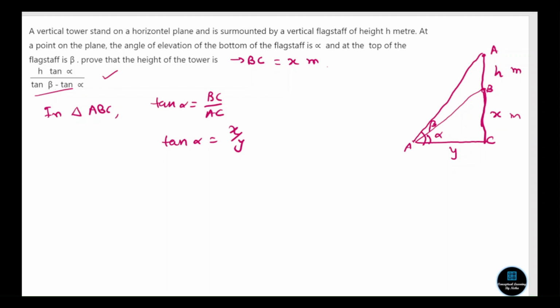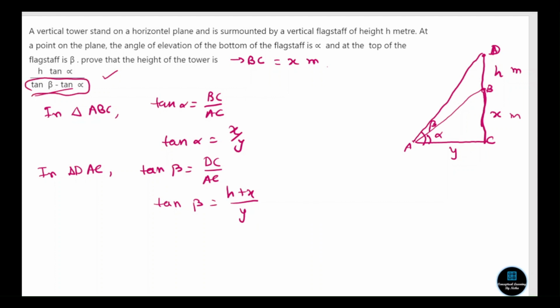Now one more triangle. In triangle A, sorry, I have taken A again. So I'll take this as D. So DAC, tan beta equals to DC to AC, right? And now tan beta is equals to DC is h plus x and AC is y. Now see, the hint is given here itself. We have to subtract alpha and beta. I mean tan beta minus tan alpha. So I'll just subtract. Let's say this is equation 1 and 2.